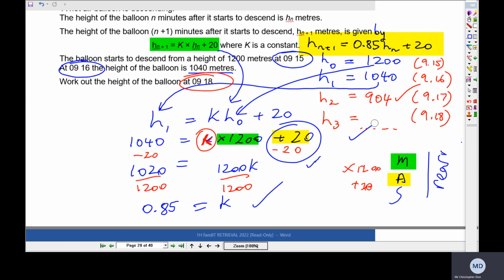Yeah. Take the nearest meter. No, it says height of the balloon. Okay, so I'm going to go for 788.4. It didn't say to round it. So I'm not going to bother. Did anyone else get 788.4? Or at least, you're getting the hang of how to do that.